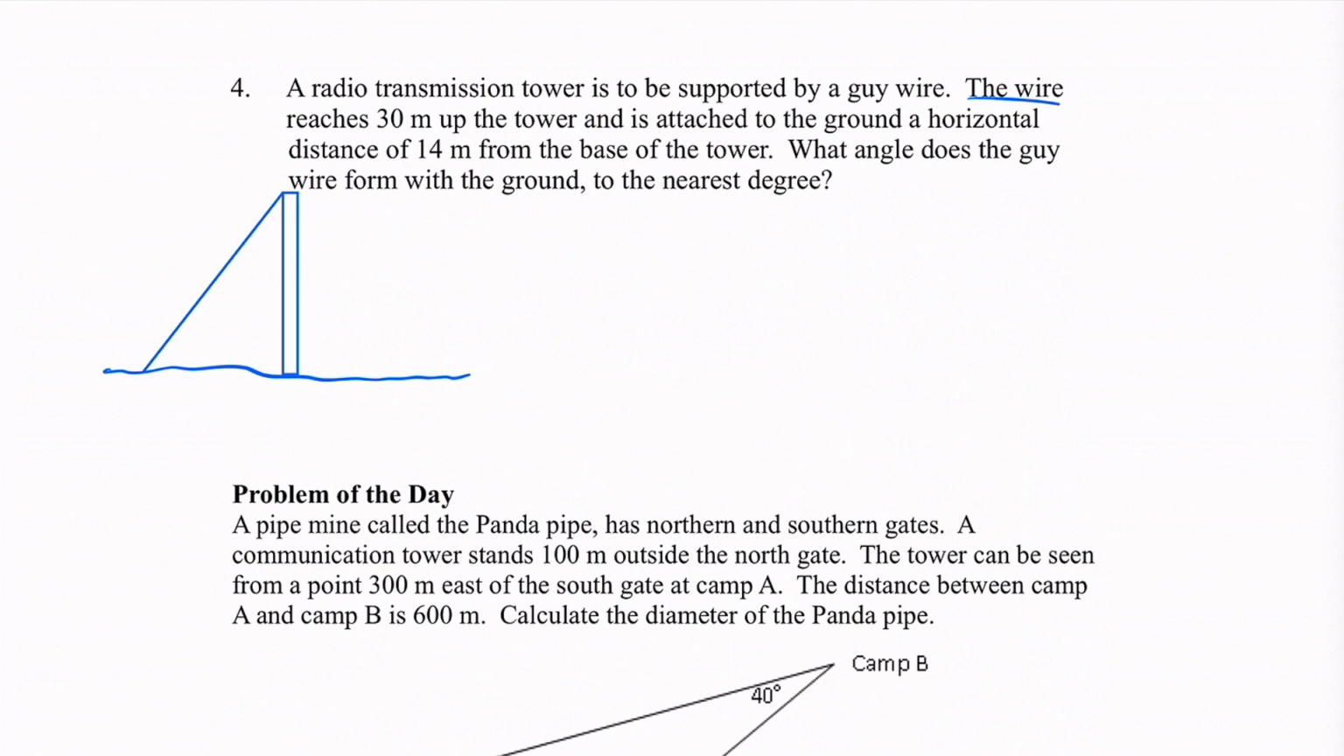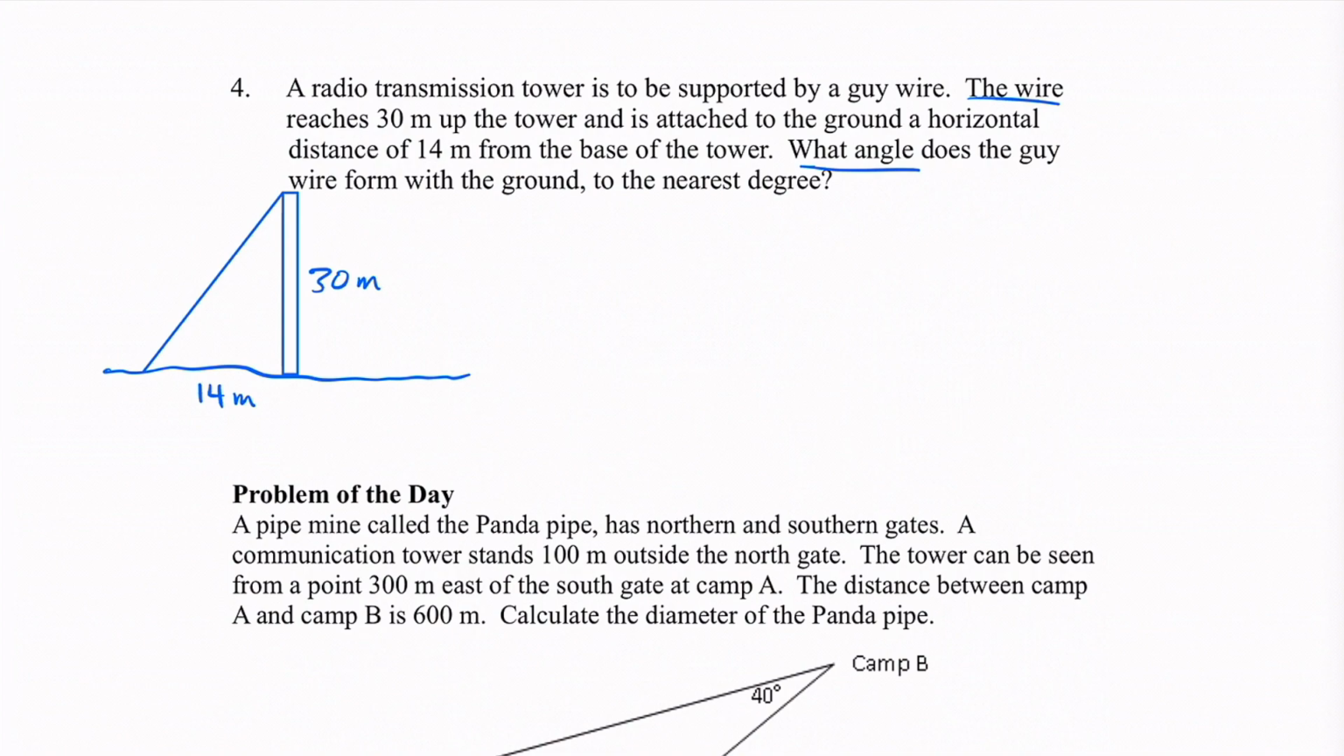So let's look at that first part of the sentence. The wire reaches up 30 meters and is attached to that tower point. So it's reached up 30 meters and that's where it attaches. So this side is 30 meters. And then it also said it is attached to the ground a horizontal distance. Horizontal is left and right. Horizontal distance of 14 meters from the base of the tower. So if I was at the base of the tower, I'm going to go a horizontal distance over, and that's 14 meters. And then it asks us what angle does the guy wire form with the ground.